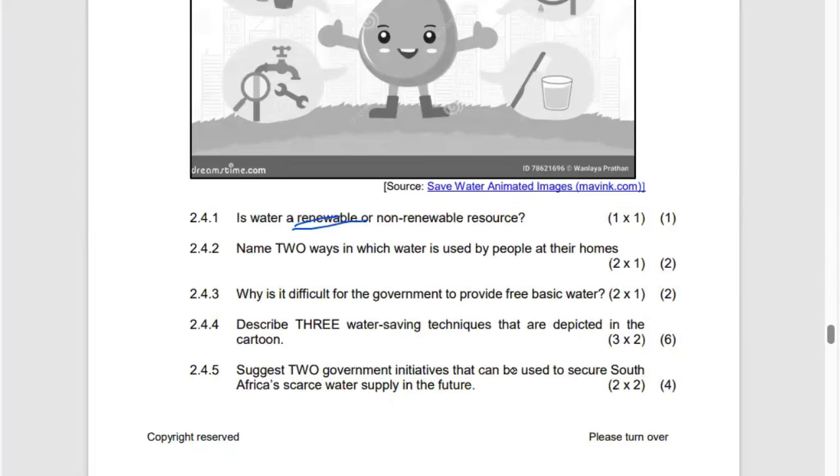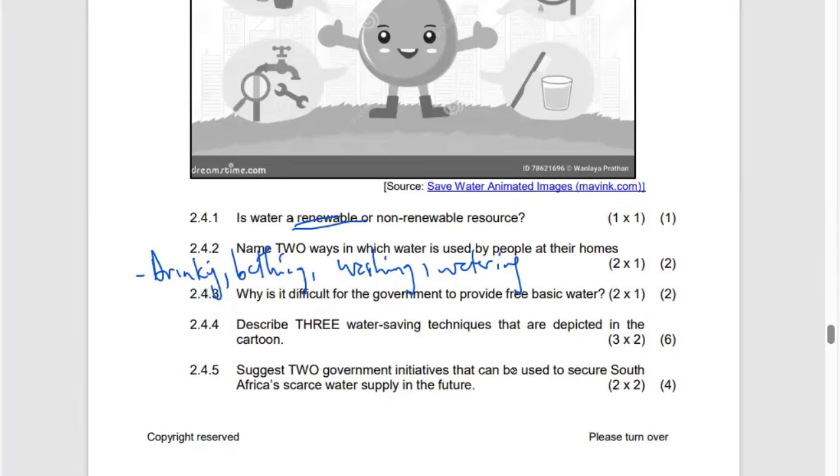Name 2 ways in which water is used by people at their homes. There is a lot that you can mention there. For domestic purposes, talk of drinking, talk of bathing, talk of washing, talk of cooking, all those activities. Washing clothes, talk of watering the garden, all those activities. It is a general question, which is at domestic level.